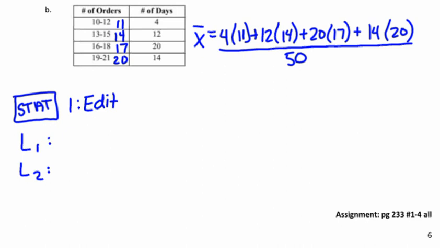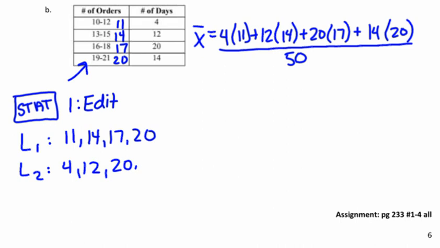So the data in order in list 1 is right here. You're going to type in 11, 14, 17, and 20. And the numbers you'll type into list 2 is 4, 12, 20, and 14. You'll be able to calculate if you click 1-VAR and then your stats list 1 and list 2. We'll calculate everything you need to know.